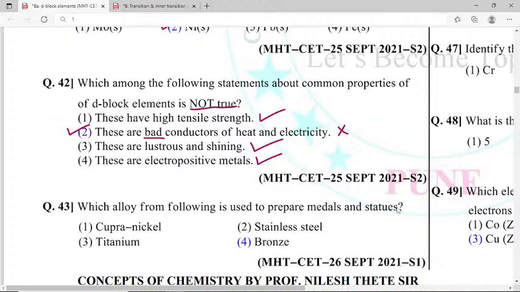Which alloy from the following is used to prepare medals and statues? Medals and statues are prepared from bronze.